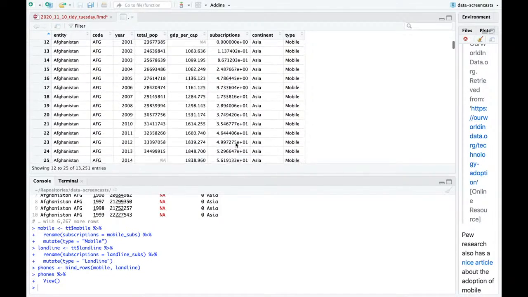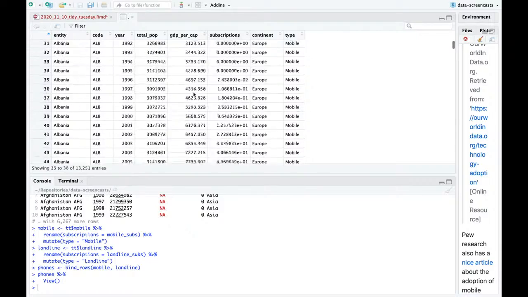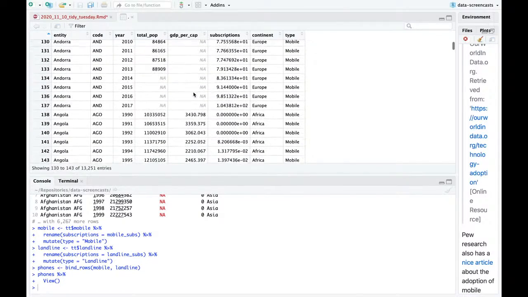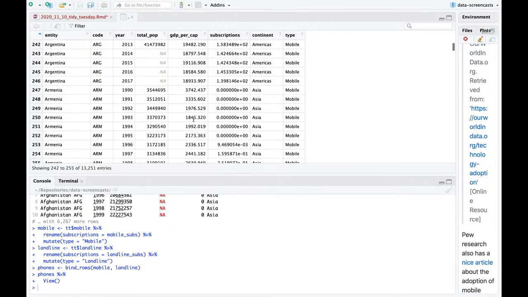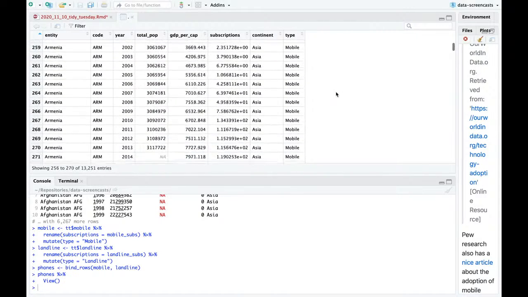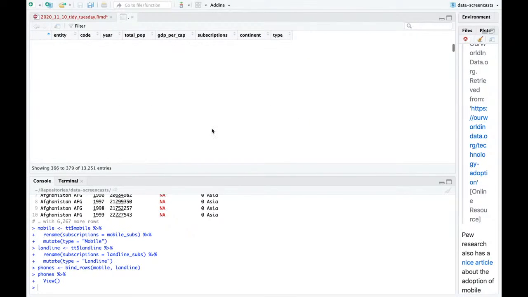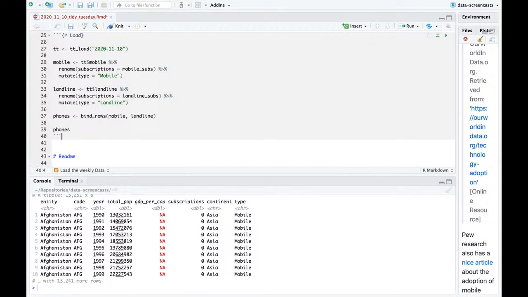What's working is I can look at Afghanistan. It looks like I only have GDP per capita for some rows, not others. I have GDP per capita for some countries, not others. That's worth knowing. And then I look at mobile and landline separately. But I've got these combined together, and that's nice because I might want to make a graph.